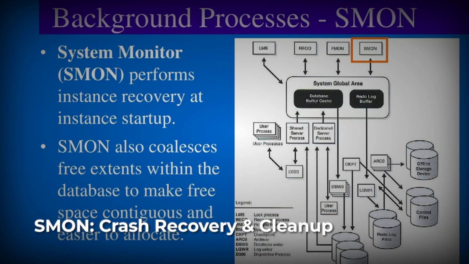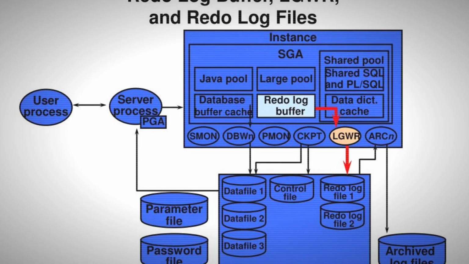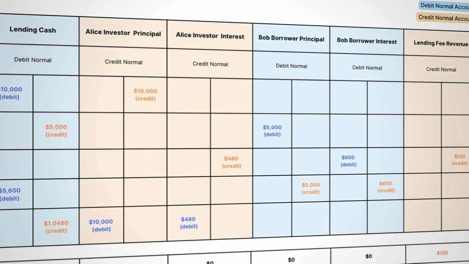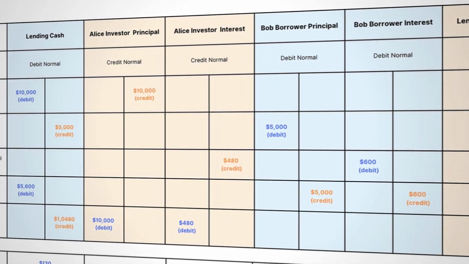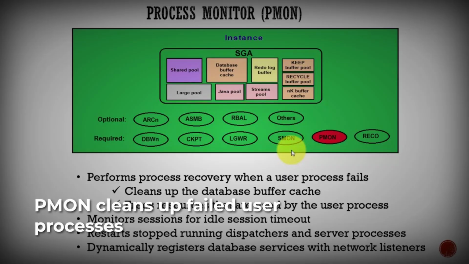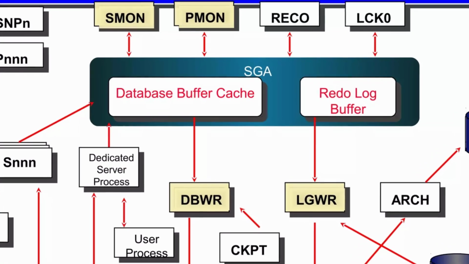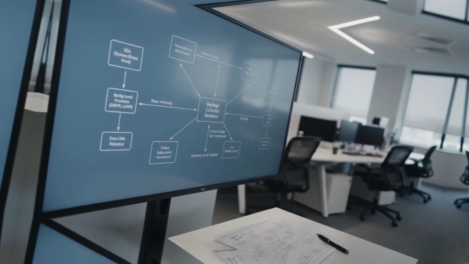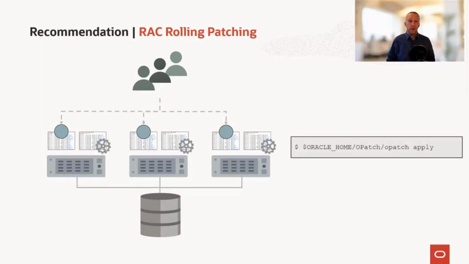System Monitor, SMON, steps in after crashes or shutdowns. SMON applies redo generated since the last checkpoint, rolling forward committed transactions and rolling back incomplete ones. This leaves the database consistent no matter how it was interrupted. Process Monitor, PMON, handles failed user processes. If a session crashes, PMON cleans up locks, frees memory, and releases resources, preventing leaks and lock contention. This is essential cleanup work.